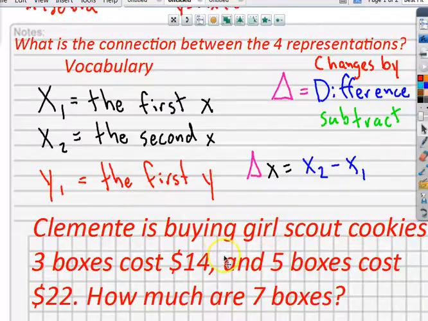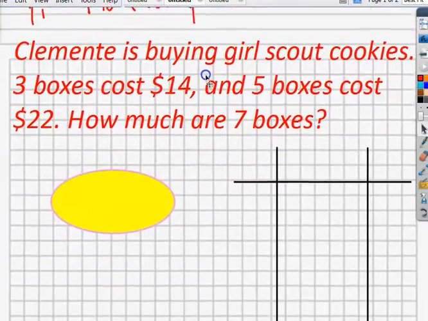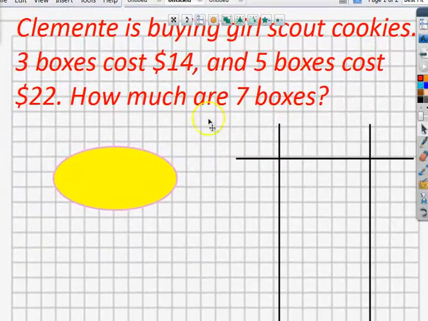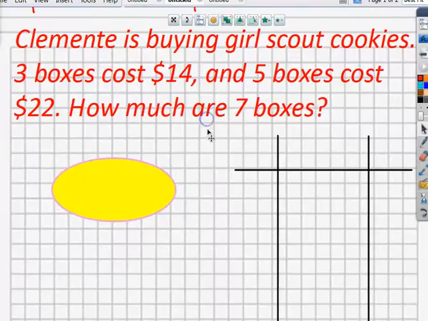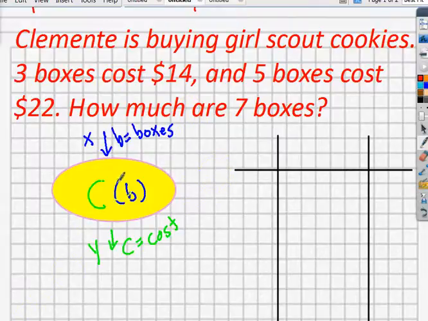So the word problem for today, I have a student in my first period called Clemente, so I named it after him. Please write all the way in words. Clemente is buying Girl Scout cookies. 3 boxes of cookies cost $14, and 5 boxes of cookies cost $22. The question we're answering for today is, how much are 7 boxes? So the input value was B for boxes, and the output was C for cost.